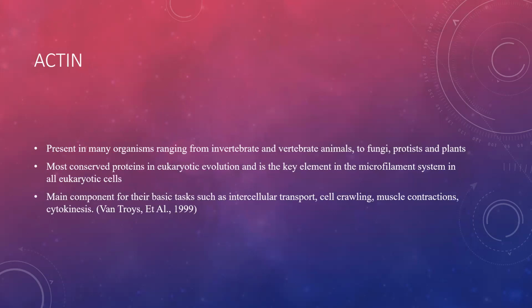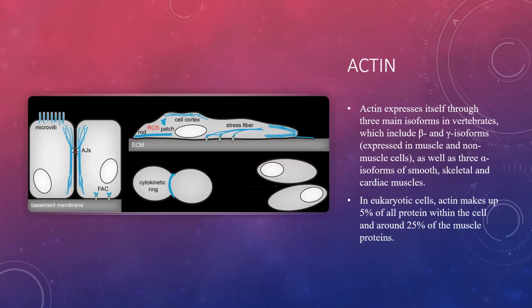Actin is present in many organisms ranging from invertebrates to vertebrate animals, fungi, protists, plants, etc. It is the most conserved protein in eukaryotic evolution and is the key element in the microfilament system in all eukaryotic cells. Actin is the main component for basic tasks such as intracellular transport, cell crawling, muscle contractions, and cytokinesis. Actin expresses itself through three main isoforms in vertebrates, which include the beta and gamma isoforms, those in muscle and non-muscle cells, as well as the alpha isoforms, which are of smooth, skeletal, and cardiac muscles. In eukaryotic cells, actin makes up 5% of protein within the cell and around 25% of muscle proteins.